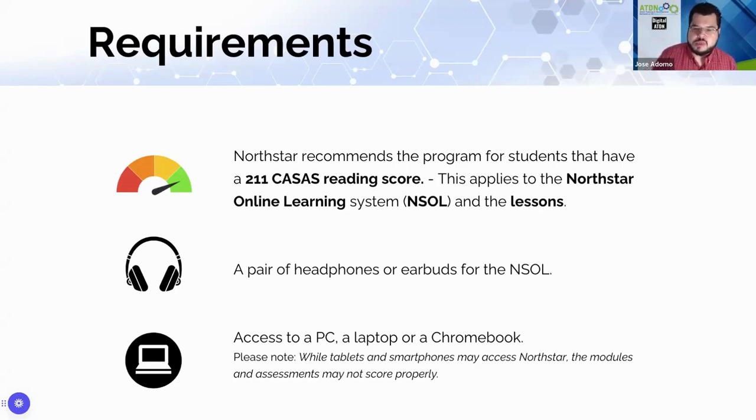The first one was that Northstar recommends the program for students that have a 211 CASAS reading score. This applies to the Northstar online learning system and the lessons. The 211 CASAS score is a fourth grade reading level. So when we're looking at ESL students, for example, that are under that score, it tends to be challenging because the modules, and how you're navigating through the content, are written at that fourth grade level. The misconception that happened a lot last year is that the online learning system, which is where you get the modules independently, is what ranges at that 211. There are a lot of supplemental resources, which is what we're doing today, where you could scaffold and bring some of those standards and resources into the classroom indirectly. And that's one of the objectives that we're going to be looking at.